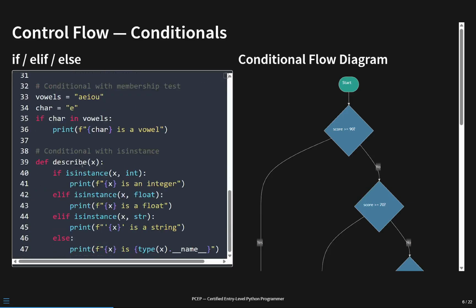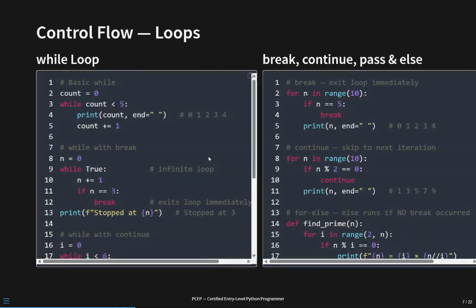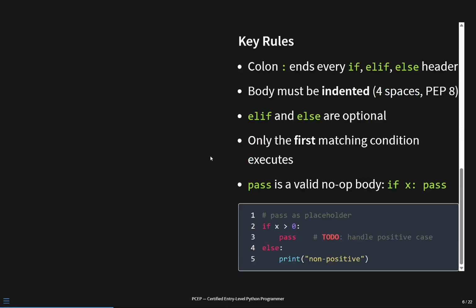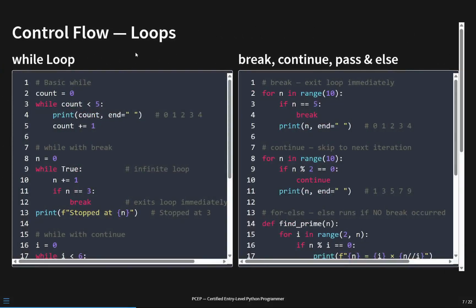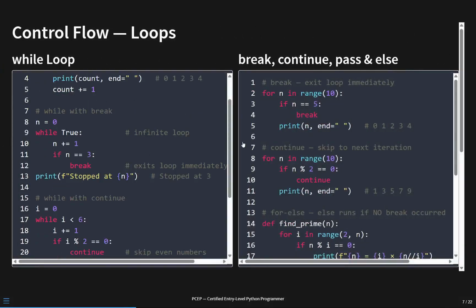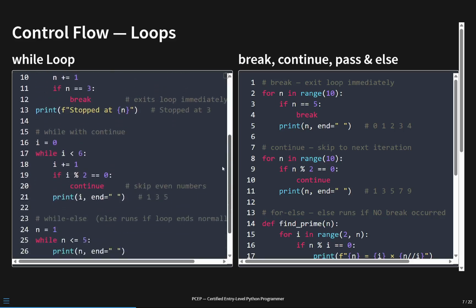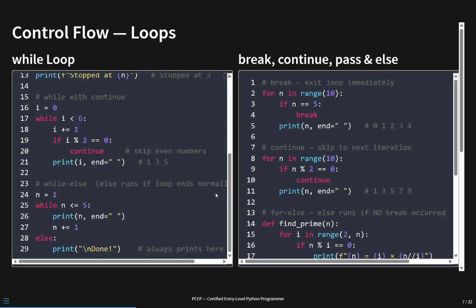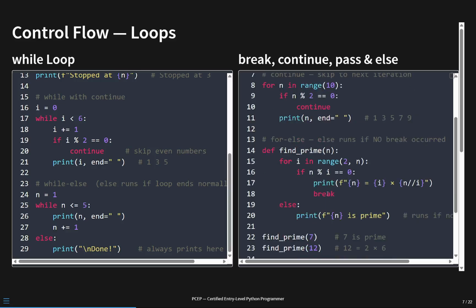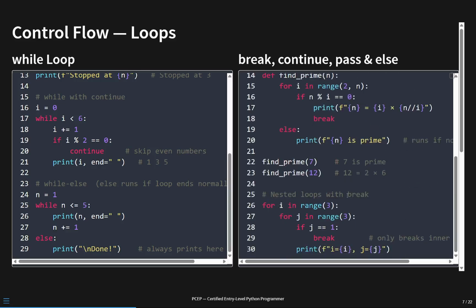Loops are the exam's single most tested concept, 29% of the entire exam. Know every nuance. The while loop executes as long as its condition is true. The key is that the condition is checked before each iteration. If the condition is false on the first check, the body never runs. while True creates an infinite loop. The only way out is break. Break exits the loop immediately, skipping any remaining iterations. Continue skips the rest of the current iteration's body and jumps back to the condition check. Pass inside a loop does nothing. Execution falls through to the next statement.